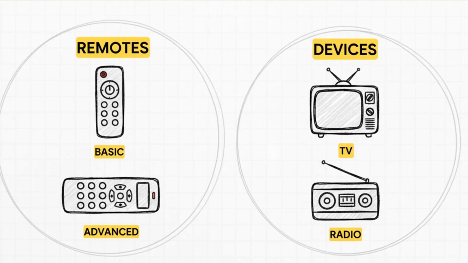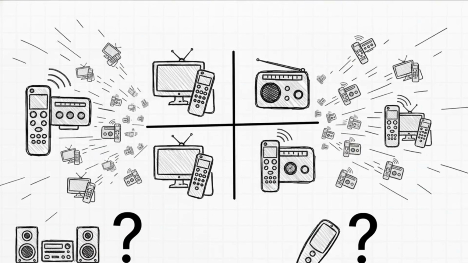So picture this, you're building software for remote controls. You've got a couple of different devices you need to control, say a TV and a radio. And you also need a couple of different remote styles, maybe a simple, basic remote and an advanced one that has more features, like a mute button. Now, without a solid pattern, your first instinct is probably to just create a specific class for every single combination. You'd have a basic remote TV, an advanced remote TV, a basic remote radio. You see where this is going, right?